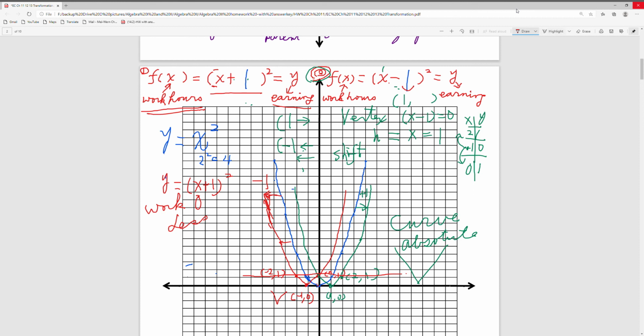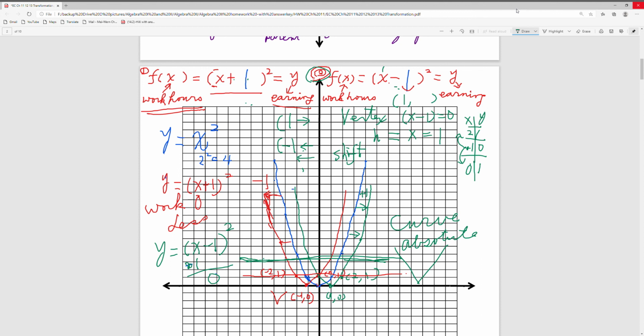Now on the right-hand side, let me change it to green color. The work hour y equals (x minus 1) squared. Wow, then your graph needs to shift to the right-hand side. Why? Because you need to work harder. When you work 1 hour, your manager considers you didn't work at all. So in order to earn the same level of income, you need to work 1 more hour. In order to keep the same y value, you need to work harder.